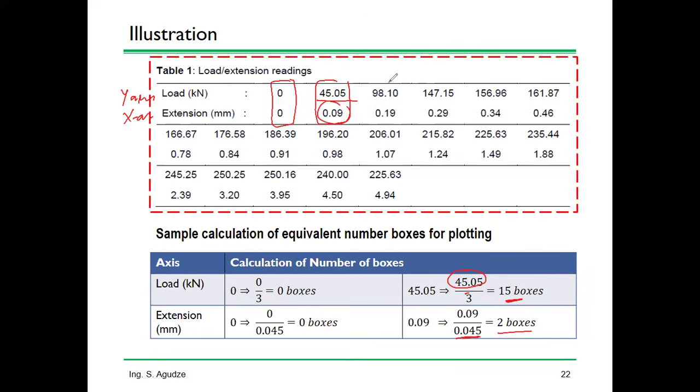So you take each of these values before you plot them, and divide by 3 kilonewton, which is the value of each box. And whatever you get, remember, is in boxes. Whatever that you get is in boxes.